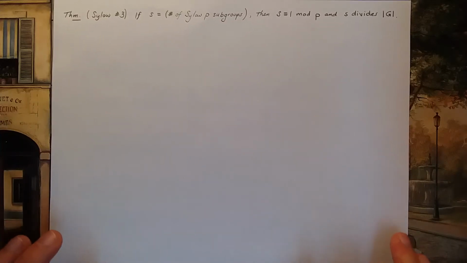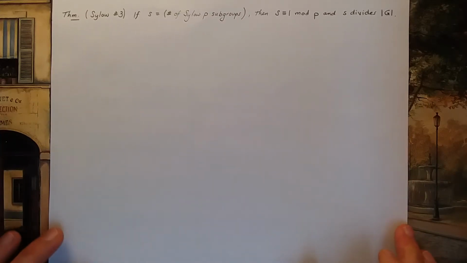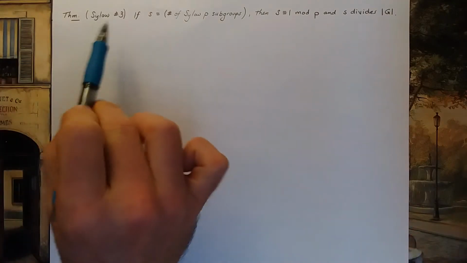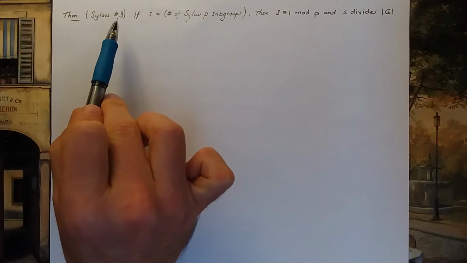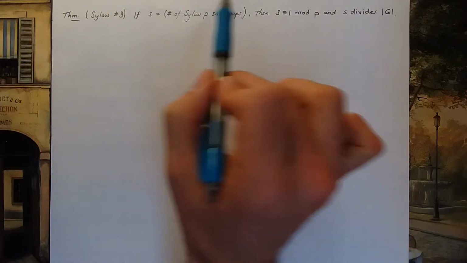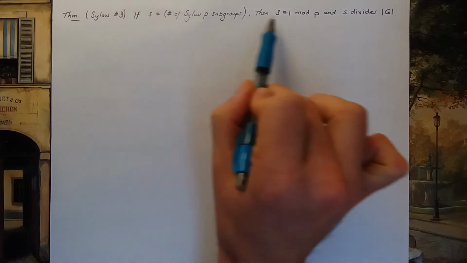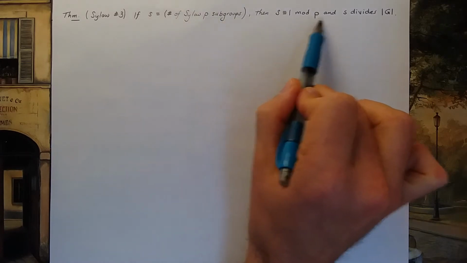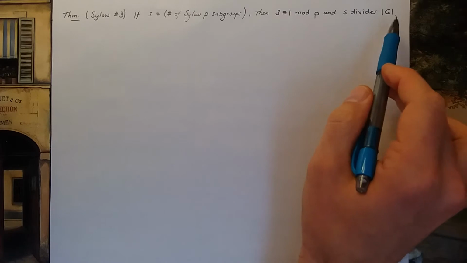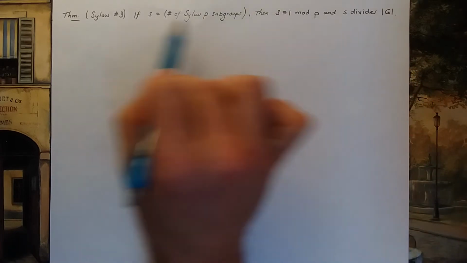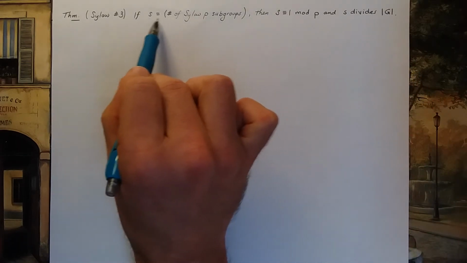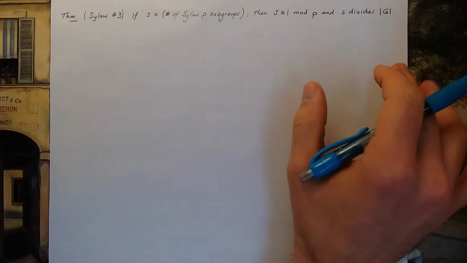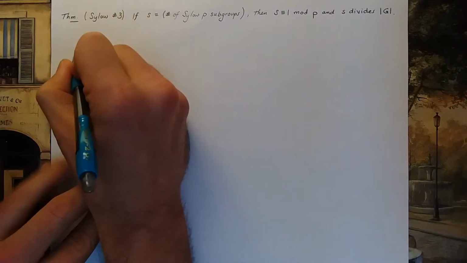All right, let's do another example applying the Sylow theorems. Sylow theorem number 3, if you remember, tells us that the number of Sylow P subgroups is congruent to 1 mod P and also has to divide the size of the group. This really restricts the options that you have for the number of Sylow P subgroups. So here's an example.